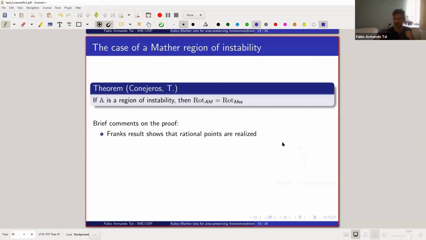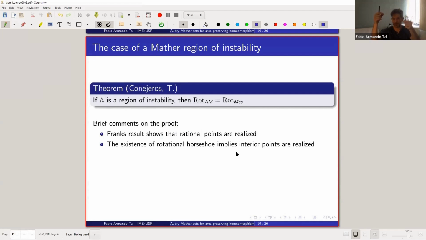For any rational number is realized by a periodic orbit. So I have the rotation set is an interval. Franks' theorem tells me that any two rational points inside this interval is realized by a periodic orbit. And then the result of Patrice says, okay, if I have any two rational numbers here, I'm going to find a horseshoe that sort of connects these two points.